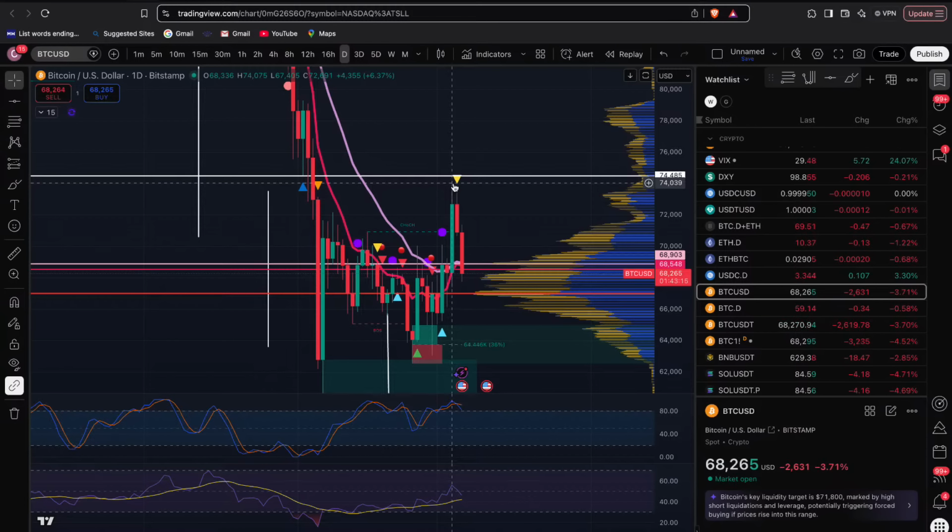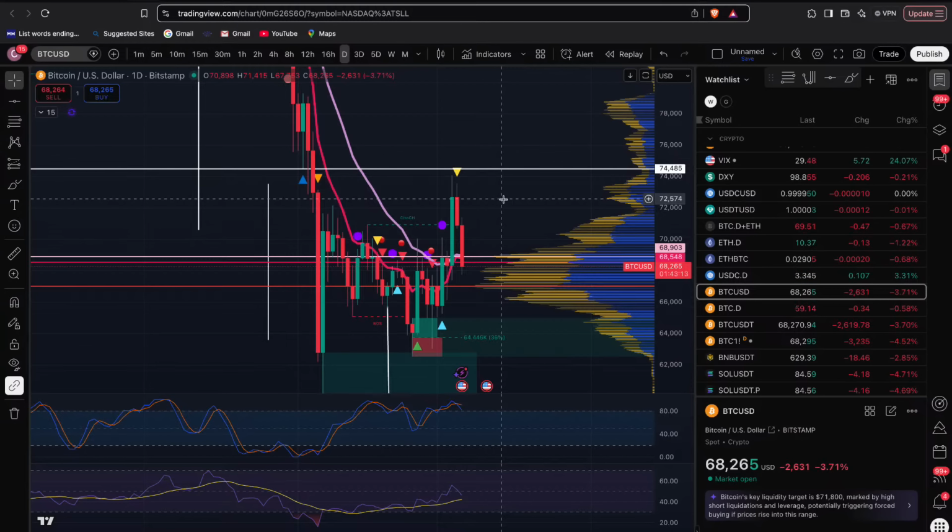So there's a few little things that, if you're worried about missing out on the run up for Bitcoin, there are a few little strategies that you can employ. I use the 9 and I use the 20 on the daily time frame, on the weekly time frame.